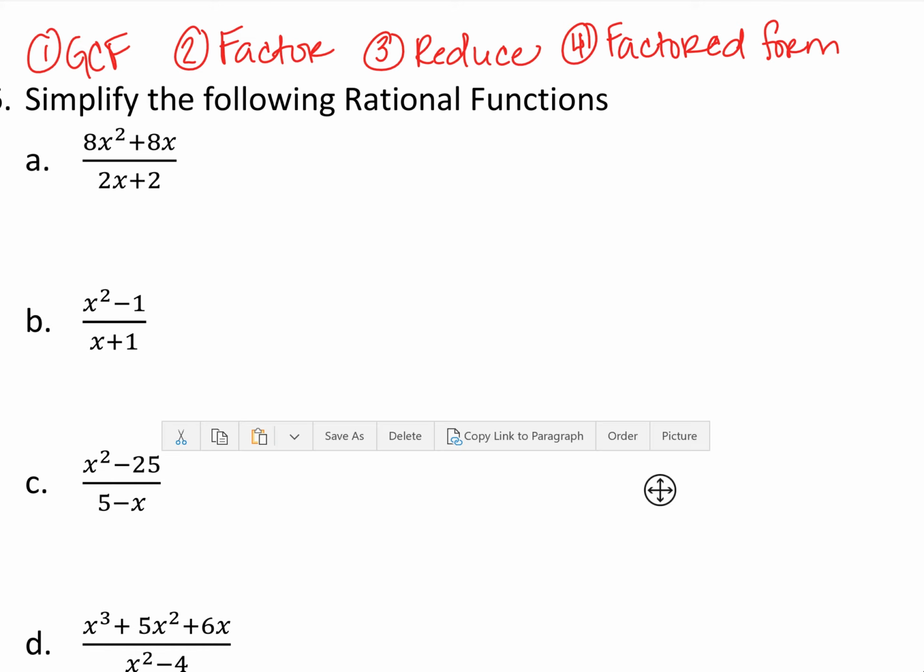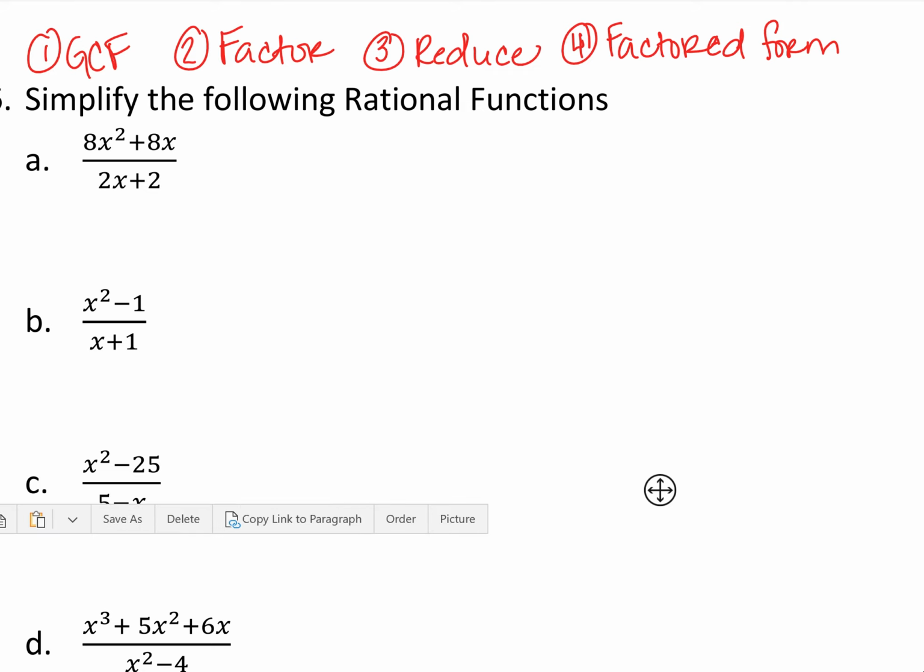Okay, so looking at question A, we have 8x squared plus 8x over 2x plus 2. Again, I'm just going to work it. I'm going to look at the top first, and then I'm going to look at the bottom. So I have 8x squared plus 8x. Well, obviously, they both have an 8x in common, so I know my 8x is going to come out front. Mentally I'm pulling the 8x out, so there will be an x left over and a plus 1.